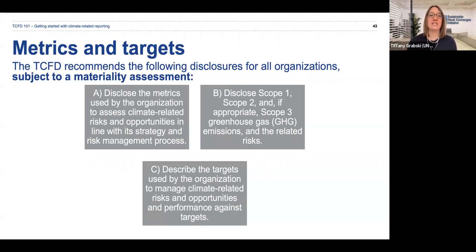So they can be harder to identify. The GHG protocol gives a lot of great tools that you can use to start identifying your value chain emissions, your scope 3 emissions, but they're also where the majority of your emissions lie. So it's important that you understand the risks related to your value chain emissions. Now, also to point out that B, the GHG emissions, the TCFD considers that material to all organizations. So while in this category, we say that it's all subject to materiality assessment, B is considered material for all organizations. So all organizations are recommended to disclose their scope 1 and 2 emissions. And then finally, C is those targets. So describe the targets used by organizations to manage climate-related risks and opportunities and performance against those targets.